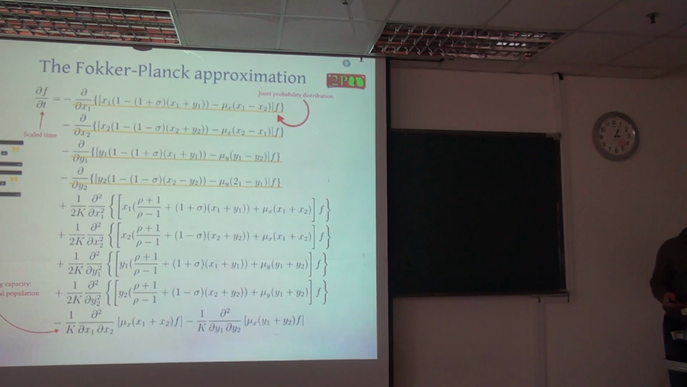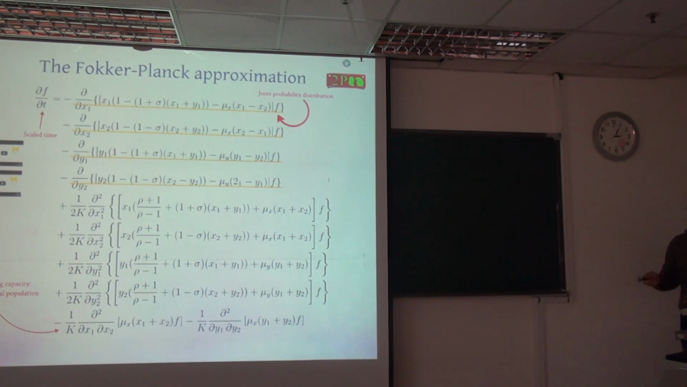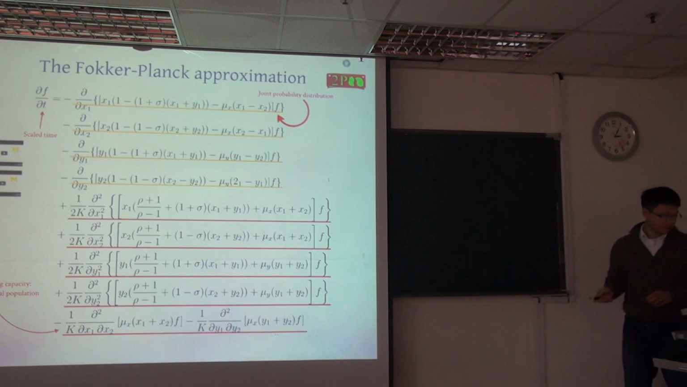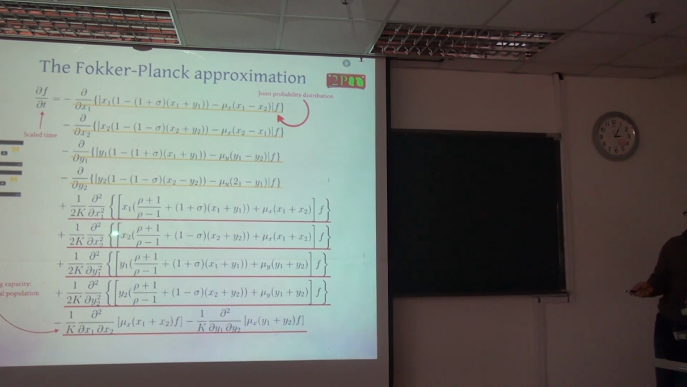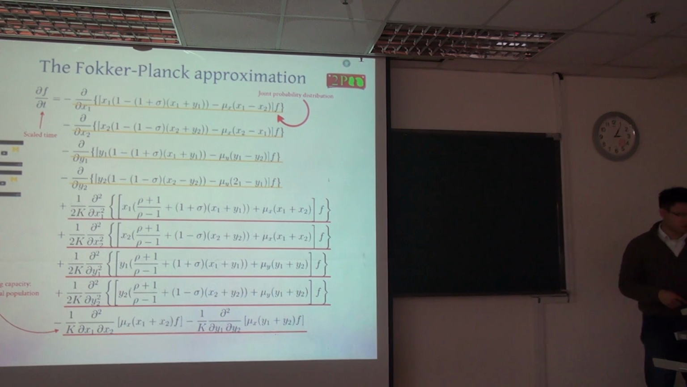And the Fokker-Planck equation consists of 2 different terms, one of which is the first derivative. It's like an advection field of the joint probability distribution. It shows how this probability distribution actually flows. And here you see a double differentiation. These terms are actually the diffusive field of the joint probability distribution.